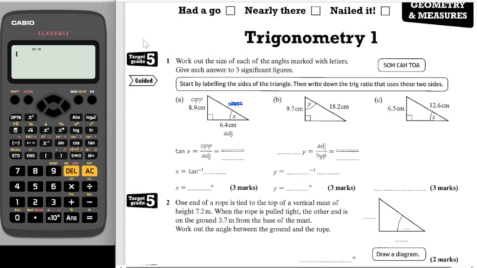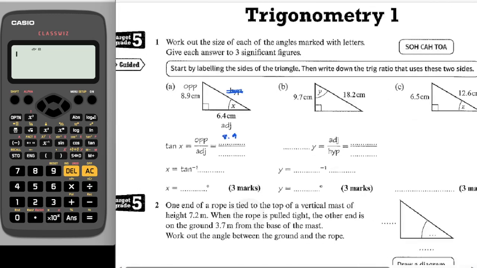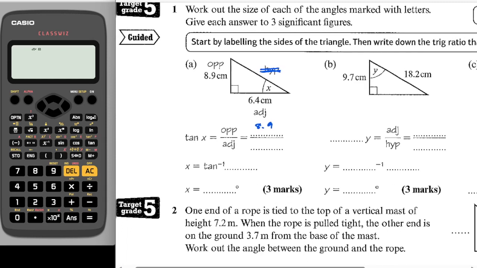So for the first one, I'm only using the opposite and the adjacent, and only one of my trig ratios has an O and an A in, and that's the tan ratio. I'm trying to work out the angle, so tan x is equal to opposite over adjacent. The opposite was 8.9 and the adjacent is 6.4.